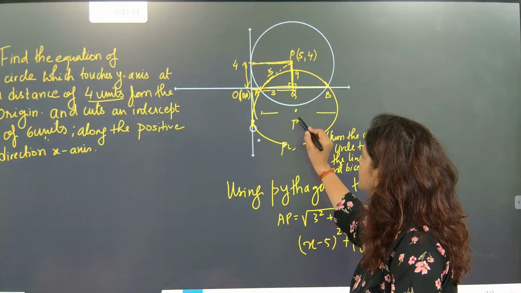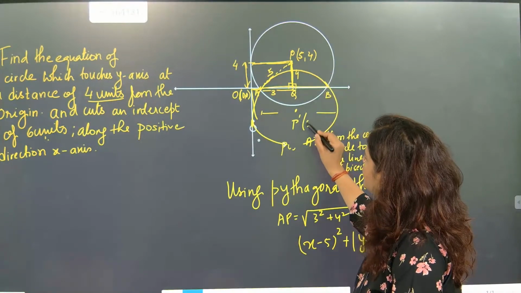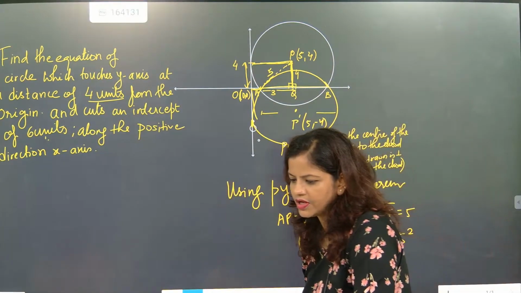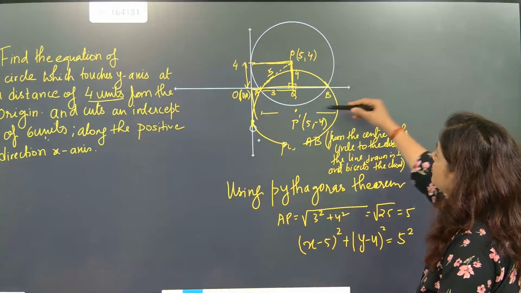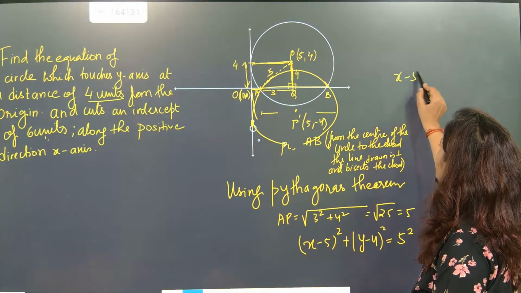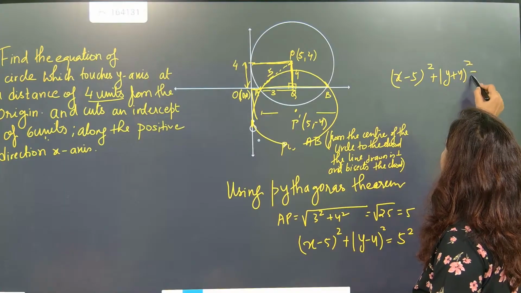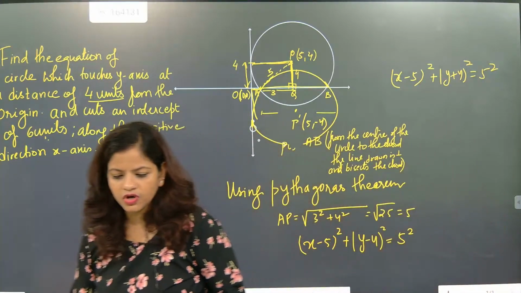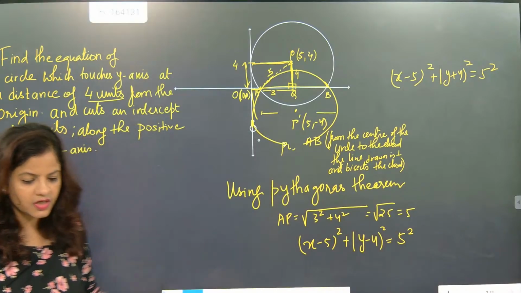We can take that center as P dash. At that point x is 5, but the y value will be minus 4 because it is just going down. Okay, and at that time, beta, what will be the equation of the circle? (x minus 5) whole square plus (y plus 4) whole square is equal to radius 5 square. Understood? So we are not sorting out equations; we are exactly telling that two equations of circles are possible.